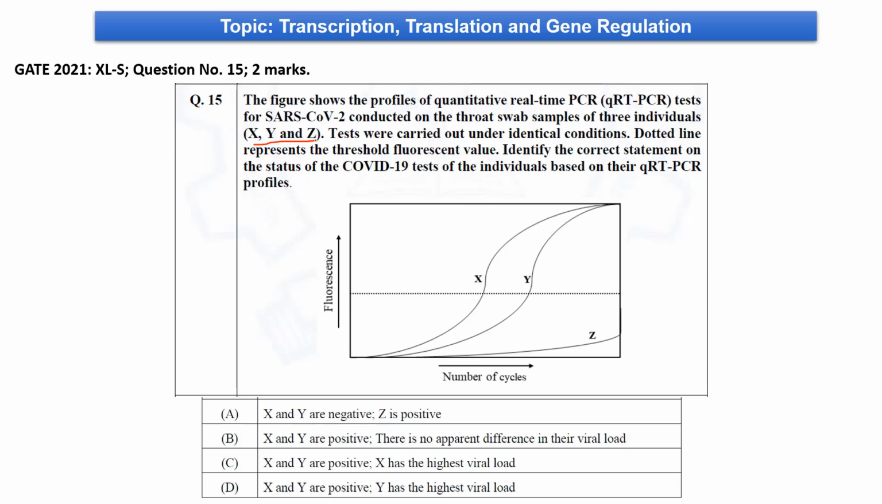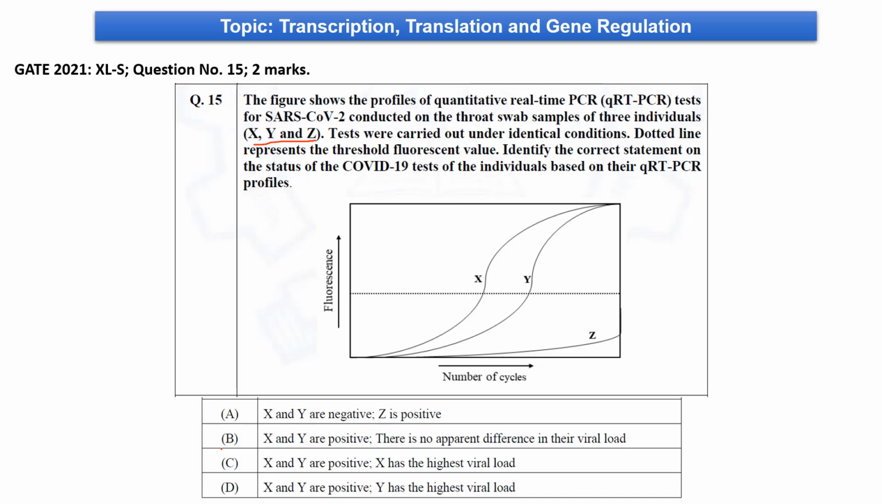Tests were carried out under identical conditions. Dotted lines represent the threshold fluorescent value. Identify the correct statement on the status of COVID-19 tests of the individuals based on the QRT-PCR profiles. So the y-axis denotes fluorescence and the x-axis denotes the number of cycles. So what are the options?